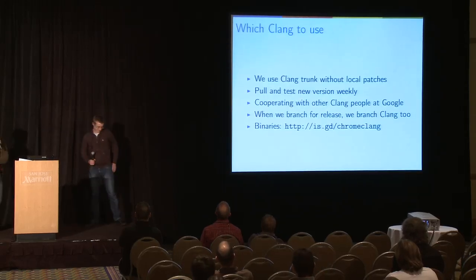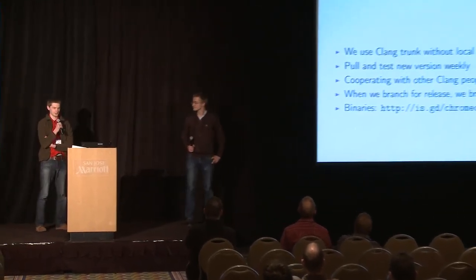Right, so let's discuss some practical concerns. The first one might be, which Clang version should you actually use? There are a lot of emails on the mailing list where people write in because something isn't working, and people ask back, which version are you using? Oh, it's 2 years old. And the reply is usually, you should probably be using Clang from trunk instead. And that's exactly what we do. We use Clang from trunk. We don't have any local patches. We basically want the latest and greatest stuff straight away.